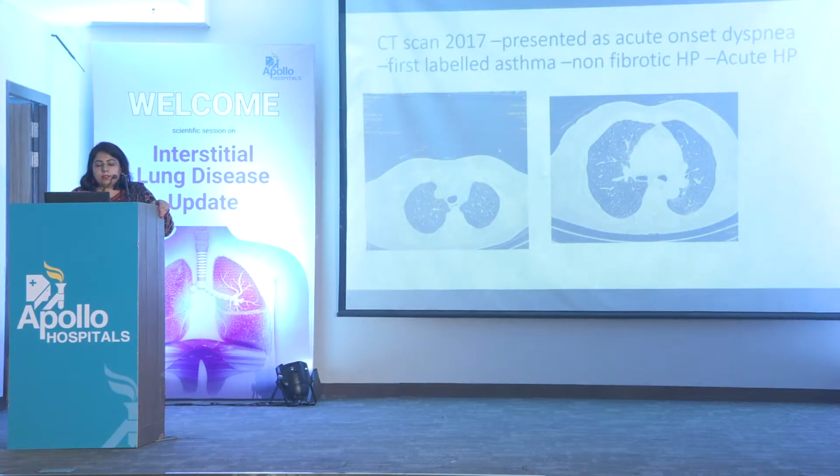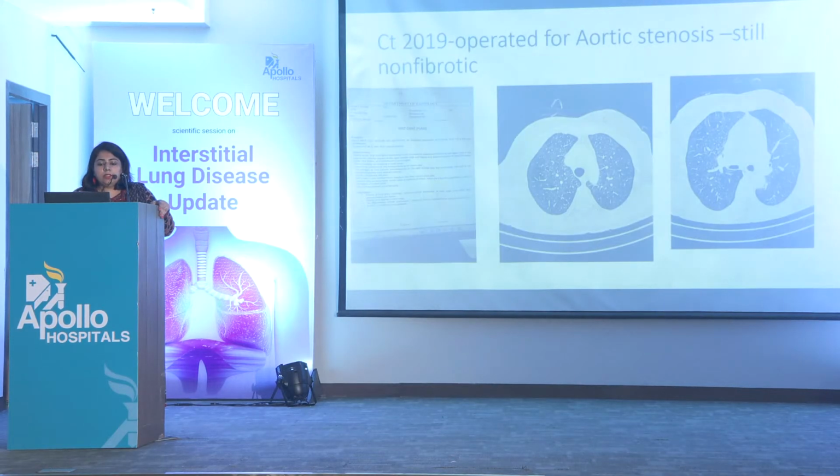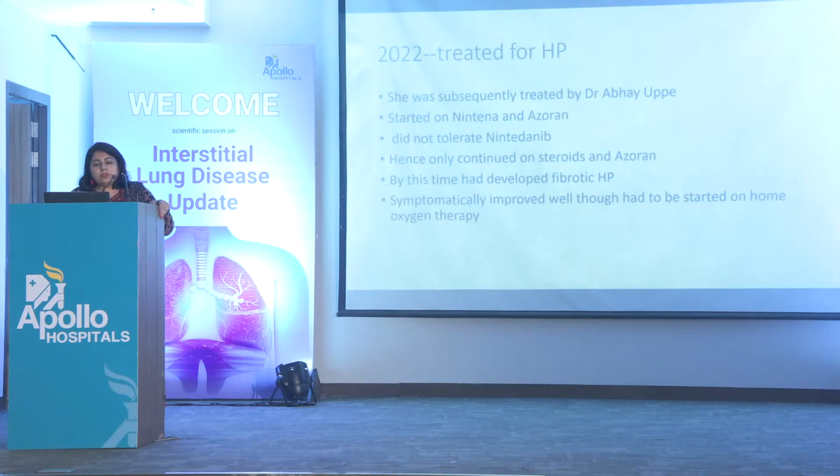But this elderly lady had minimal symptoms. The CT scan showed a non-fibrotic HP type pattern. She took treatment for some time, but then when she got better, she was lost to follow-up. In 2019, she had come for an aortic valve replacement surgery. Again, as a pre-op evaluation, we had seen her. CT again showed an acute HP type pattern. PFT showed moderate restriction. She tolerated the surgery well. And then again during COVID time, this CT scan shows the acute HP type pattern. She was again lost to follow-up during COVID time.